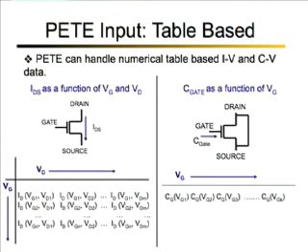So the tool PETE will essentially require two sets of data. One is a 2D matrix of current, and one is a 1D array of C gate, or gate input capacitance. And I'll show later in my presentation how these two can be provided in the simulation environment.